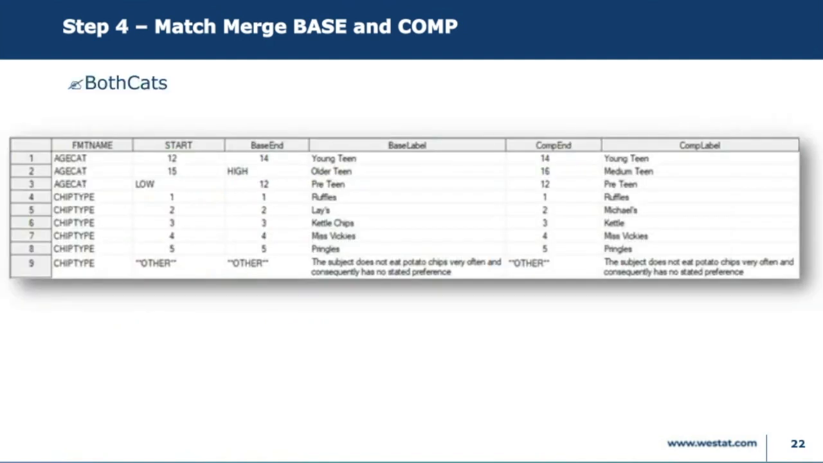Here's an example. We're going to take a look at 3 examples of the files created by this. So the first one is both cats. And you can see here that on format name and start, we had 9 entries that were matched 1 for 1 between the base catalog and the comp catalog. You can see format name, start, the base ending value, the base label, the comp ending value, and the comp label. So those were direct matches.